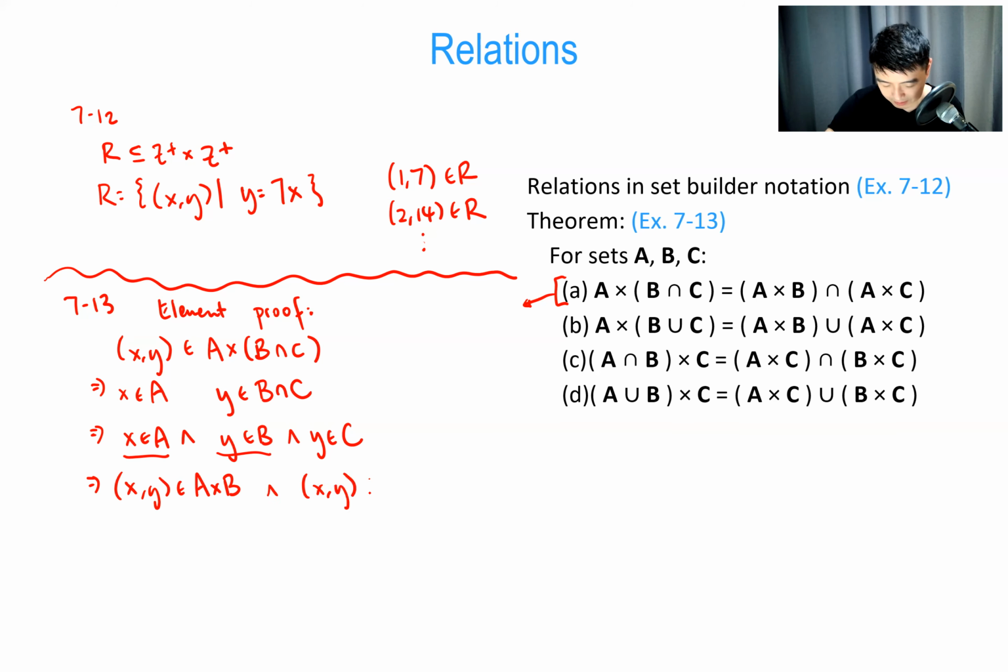A function or a mapping f from A to B is an assignment of one element of B to each element of A. Okay, so again, a mapping from set A to set B is an assignment of one element of B to an element of A. So another way to say this is that each element of B is unique to A.